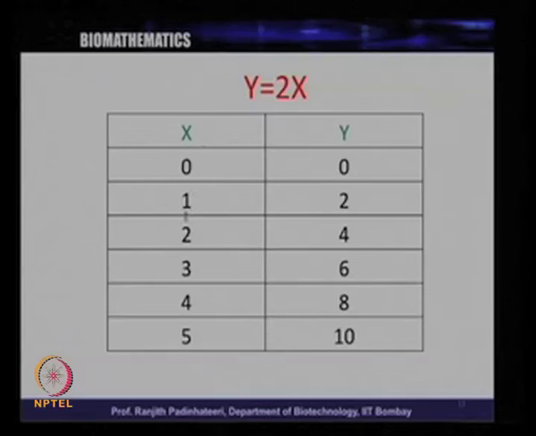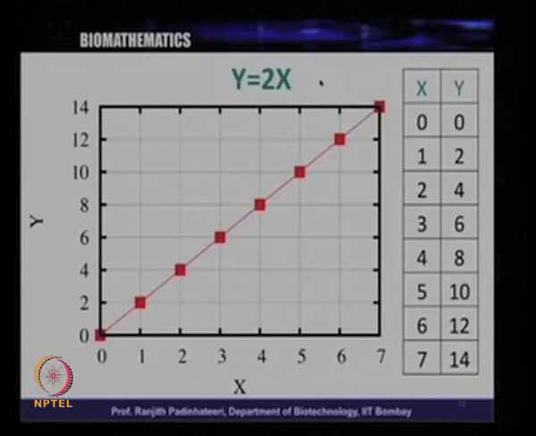When the x value is 1, the y value is 2, which is double. So that is what this 2x means, twice that of the x value. When the x value is 2, the y value is 4, which is 2 times 2. Similarly, 3, 6, 4, 8, 5, 10. So for every x value, the y value is 2 times that of the x value. This is what y equal to 2x means, and let us see how it is plotted.